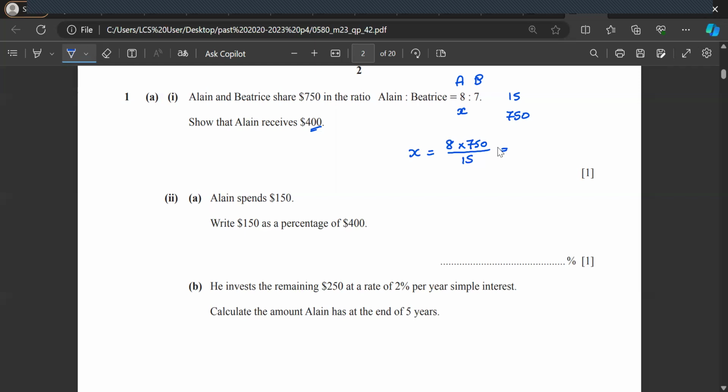So whenever he gives you a ratio like this, find the sum of them and put the total share of both of them together. Then you will find each share of them. Then Alan spends 150 as a percentage of 400. Whenever he says as a percentage of something, divide the part over the total and multiply by 100. If he said percentage, I will multiply by 100. But if he's drawing a pie chart or something like that, I will multiply by 360 to find the angle.